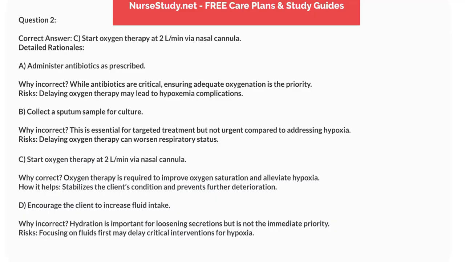C. Start oxygen therapy at 2 liters per minute by a nasal cannula. Why correct? Oxygen therapy is required to improve oxygen saturation and alleviate hypoxia. How it helps: stabilizes the client's condition and prevents further deterioration. D. Encourage the client to increase fluid intake. Why incorrect? Hydration is important for loosening secretions, but is not the immediate priority. Risks: focusing on fluids first may delay critical interventions for hypoxia.